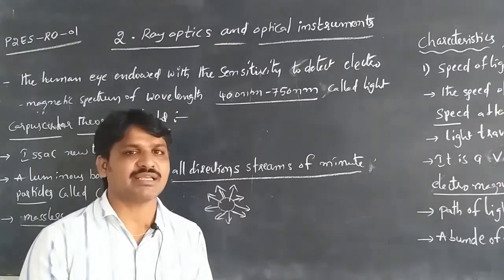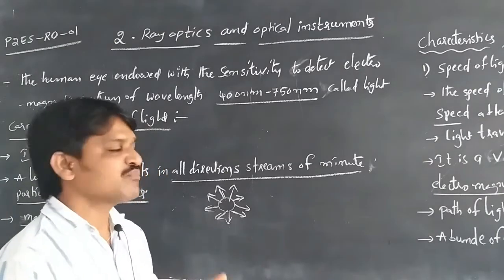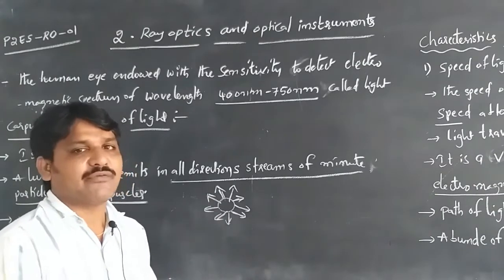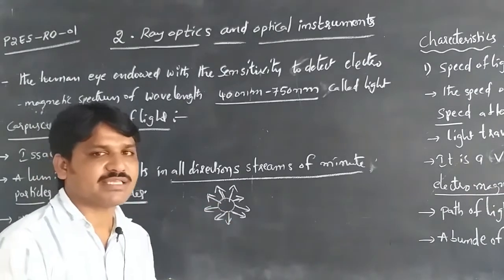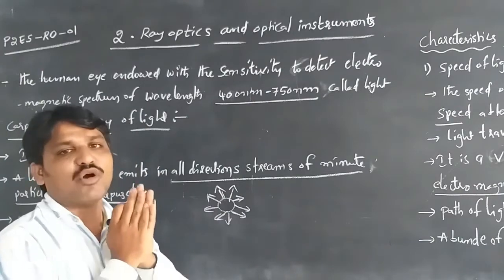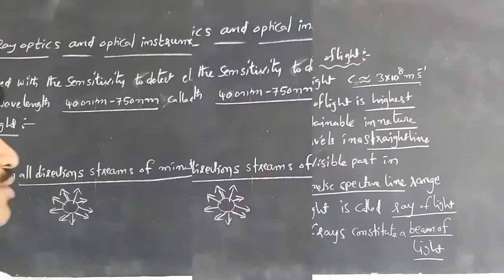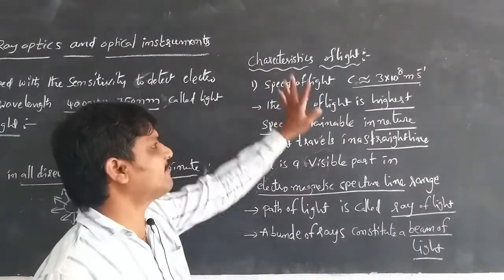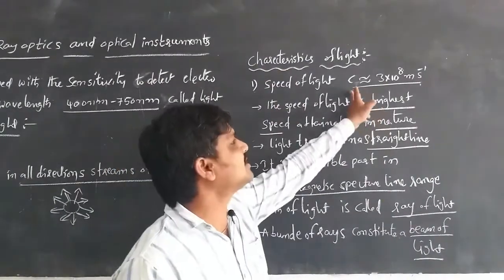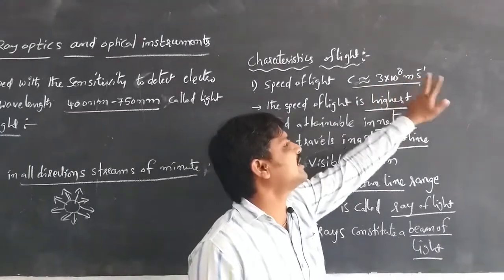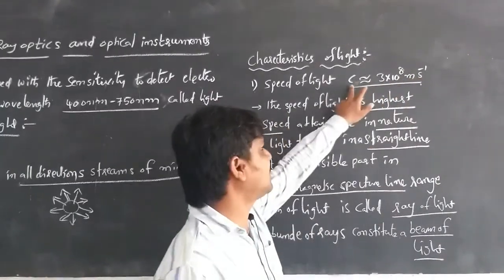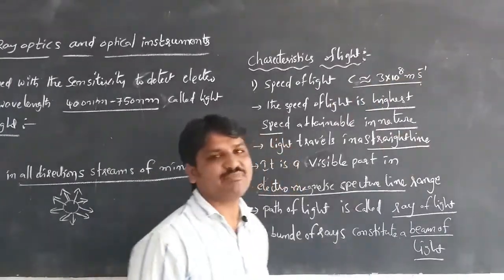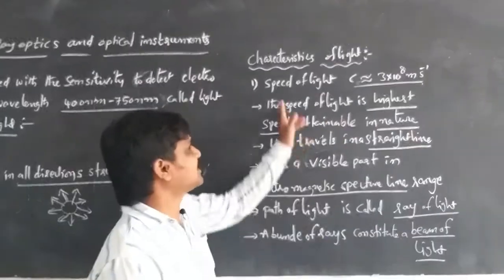But he didn't give any idea about refraction, diffraction, or other properties of light. He only said that whenever a light ray is incident on a surface, it bounces like a ball. Regarding the characteristics of light, the speed of light is denoted by c, where c is equal to 3 into 10 to the power of 8 meters per second.